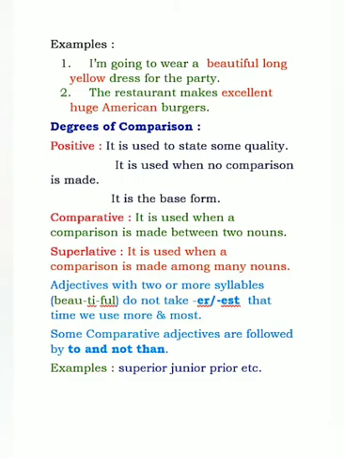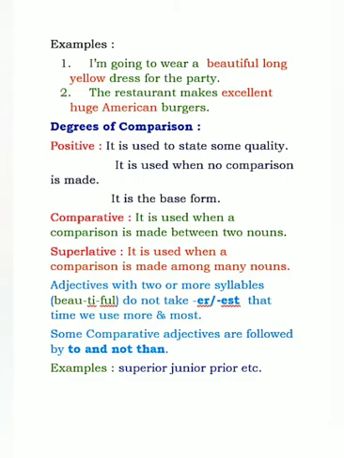I have highlighted beautiful long yellow because here we have the order of adjectives. Beautiful is a quality or opinion, long is the size, and yellow is the color. Then the next one: the restaurant makes excellent huge American burgers. Again I have highlighted these three words: excellent, huge, American. Excellent is again an opinion or quality, huge is a size, and American is the origin.